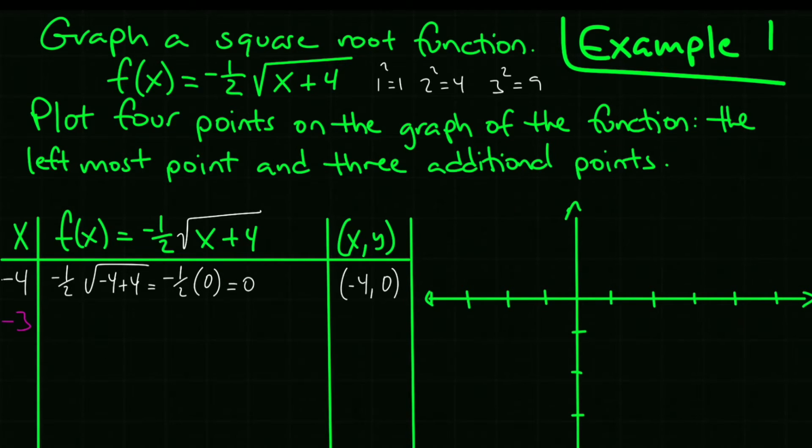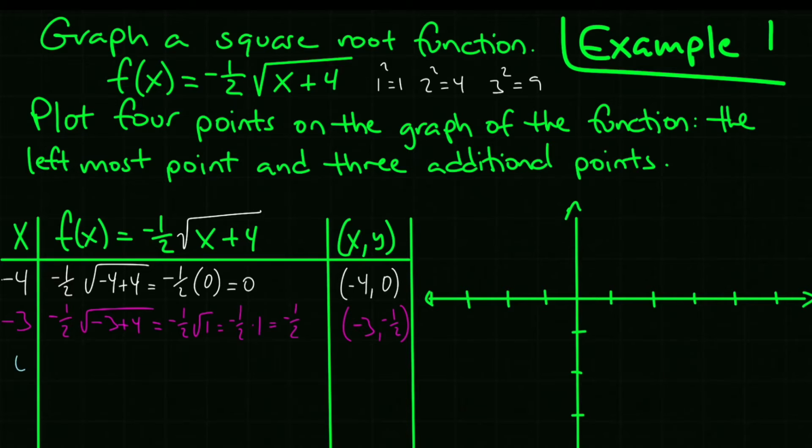If I plug in a negative 3 for x, I have negative 1/2 of negative 3 plus 4, square rooted. Negative 3 plus 4 is square root of 1. So we have negative 1/2 of the square root of 1, which is the same thing as negative 1/2 times 1, which is equal to just negative 1/2. So when x is equal to negative 3, my y value is going to be negative 1/2.